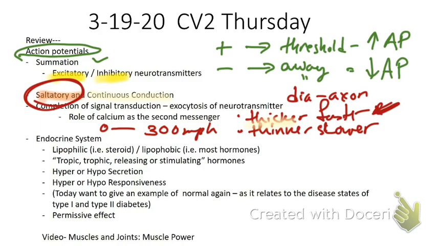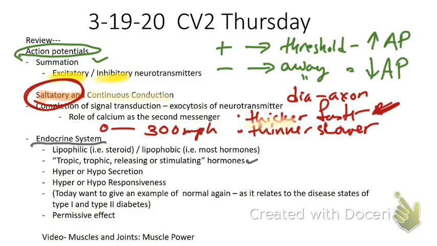We've also done a look at the endocrine system, and I wanted to make a quick review of that. With the endocrine system, we've taken a look at lipophilic molecules, and we saw how they are different from the lipophobic, and all hormones are either lipophilic or lipophobic. We already know about signal transduction, so you guys should be clear that the lipophilics will go direct signal transduction and the lipophobics won't. And we took a look at the definition of trophic, tropic, or releasing or stimulating hormones. Those would be hormones whose effect is to cause the release of another hormone. They don't have a direct effect, but their effect is to cause the release of a hormone.